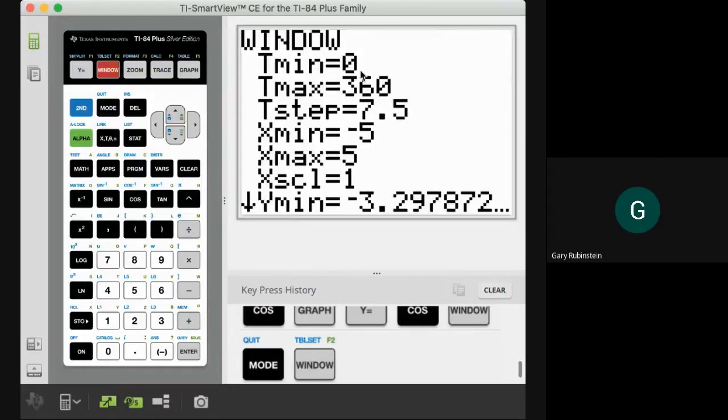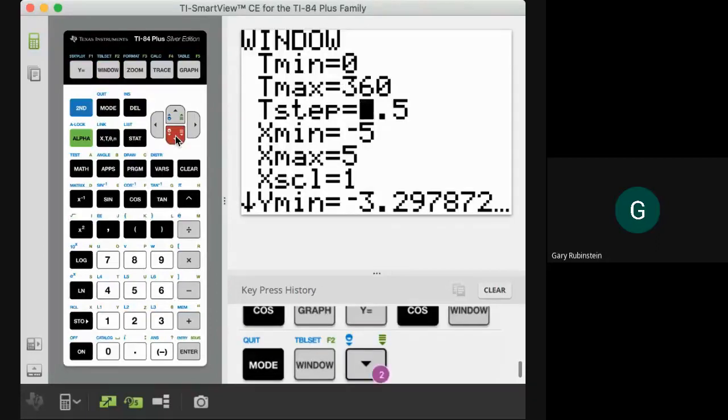So for my window, my T max is 360. If you were in radian mode, your T max would be 6.28. And my T step is about 7.5. If you're in radian mode, your T step should be about 0.1 or something like that. Now, because this is a unit circle, I don't need my graph to be so big. So I made my X min and X max -5 to 5, and my Y min and Y max -3 to 3.